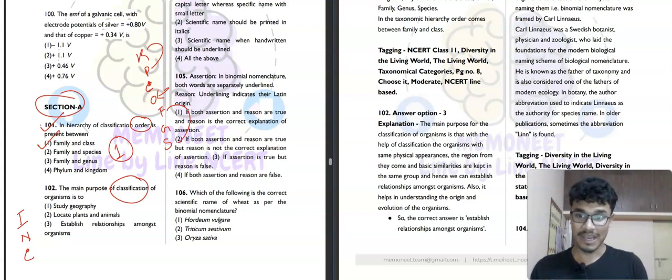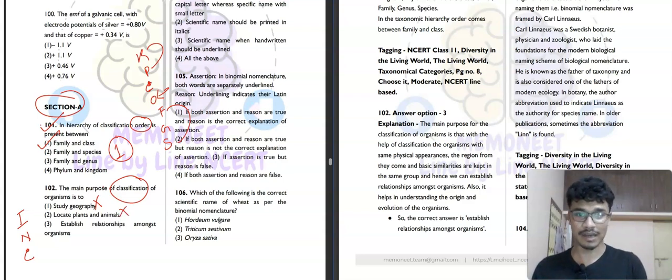So the main purpose of classification of organisms is to what? Study geography. I think this is an irrelevant option, and it is not correct. Then, locate animals or plants. How do we do that? That is nomenclature. If you name something, then we can easily locate whether it is a plant, an animal or anything. So this is not correct.